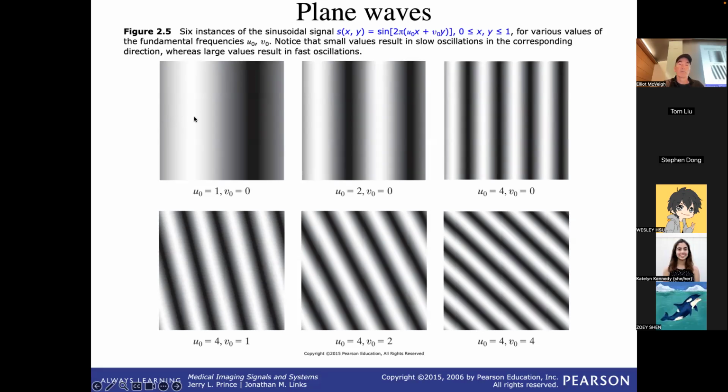where as we move along in space, we roll through that sine wave. Depending on the k value, the k vector, the spatial frequency, we will experience different frequency oscillations as a function of position. By changing these two parameters, mu naught and mu naught here, which will soon be kx and ky, we can change the orientation of that plane wave.